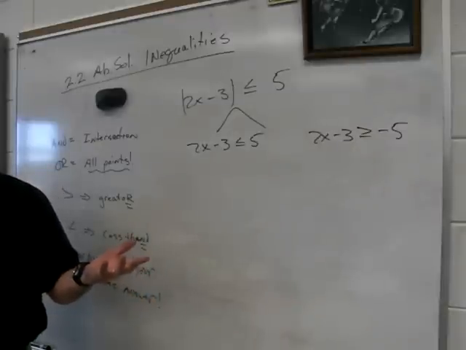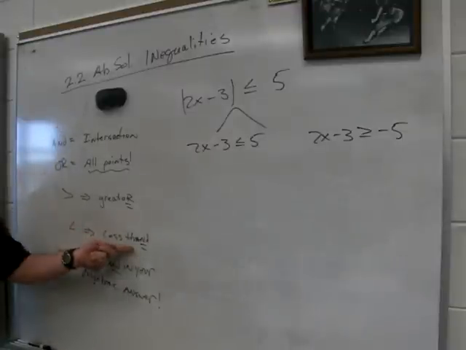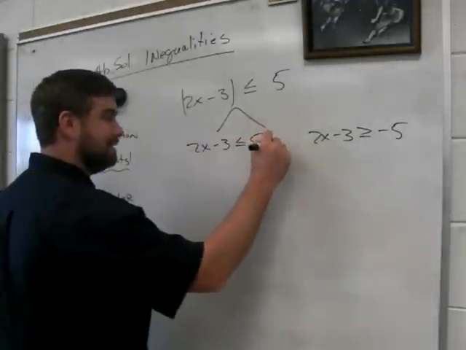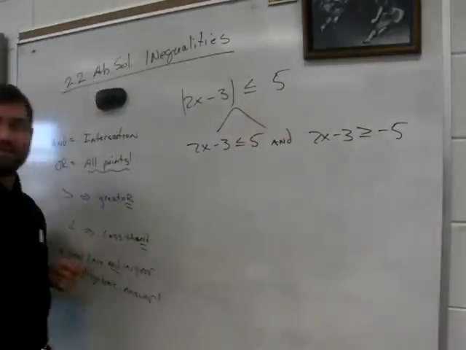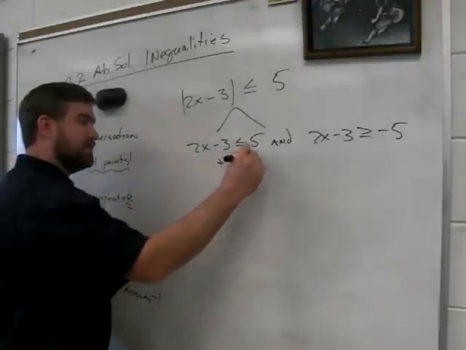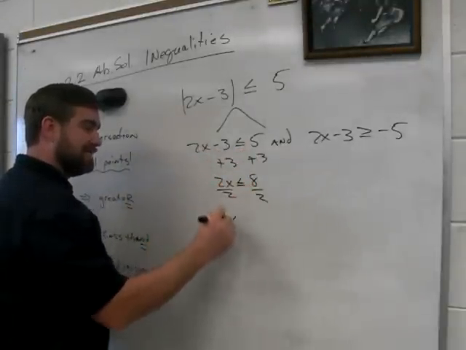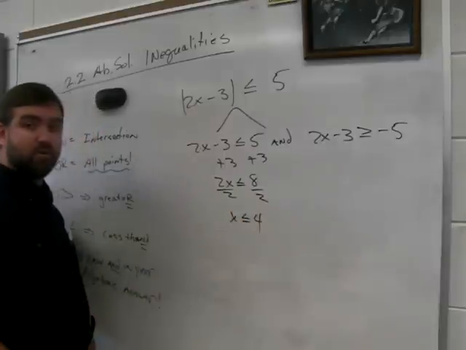One thing I forgot. What word goes in the middle? And. Why is it "and"? Because if it's a less than symbol, then what word goes in the middle? And. So we put "and" in the middle. Okay, solve and solve. Add 3 to both sides here. 2x is less than or equal to 8. Divide by 2 on both sides. X is less than or equal to positive 4.